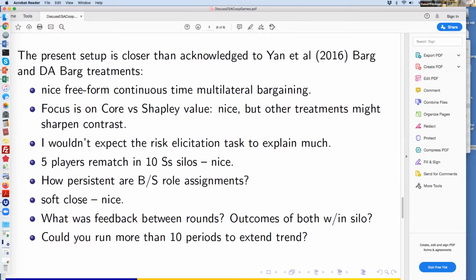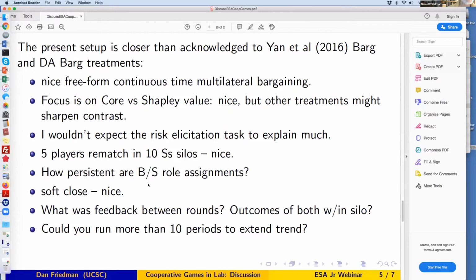I would refer to the matching groups as silos, and having 5 players rematch within a 10-player silo. I think that's a very nice way to do things. It wasn't clear to me in reading the paper how persistent the buyer-seller role assignments were, but in the presentation just now, she said they're not persistent at all. People are reassigned roles as well as who else is among the 5-player group. And there's a soft close in there, also a nice touch, in terms of when the bargaining is over.